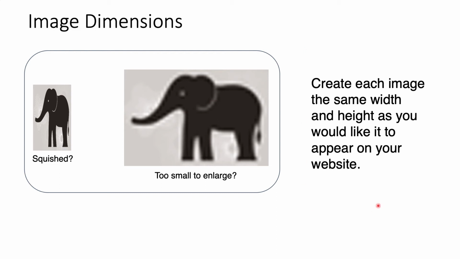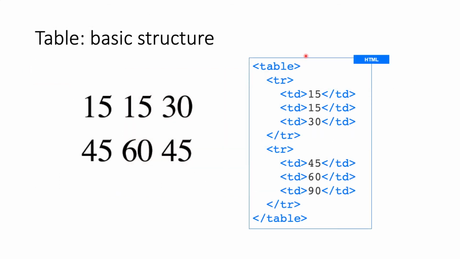But as a general rule, for now, you can just create each image with the same width and height as you would like it to appear on your website. So try to make the picture's dimensions as real as you wish it to appear on the target screen. Then we have tables, and basically we need tables for displaying data.